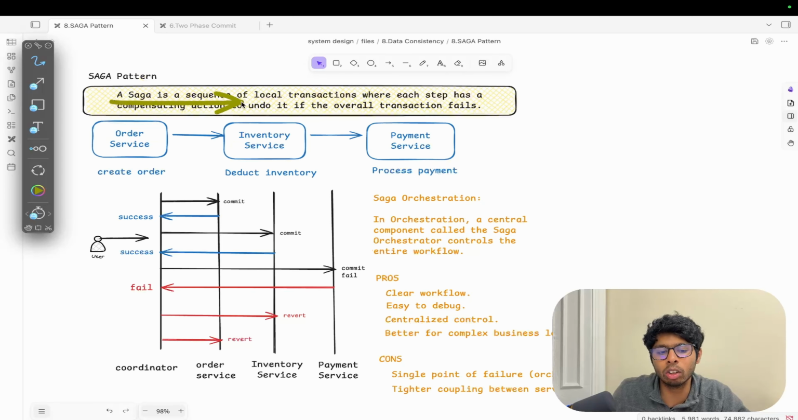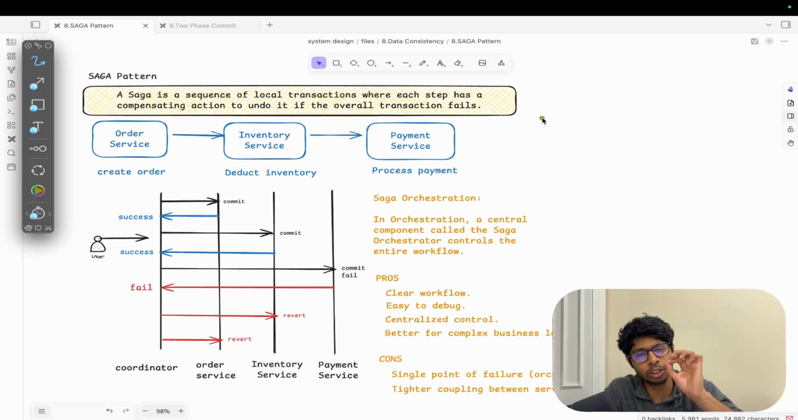A saga is a sequence of local transactions where each step has a compensating action to undo it if the overall transaction fails. Okay, so I want to tell you a simple meaning of the saga pattern: for every operation we should have an undo operation. Let's say if we move forward one step, then we should have a button by which we can go back one step. If we go forward, then we should have the functionality to go back as well. This is how the saga pattern works.